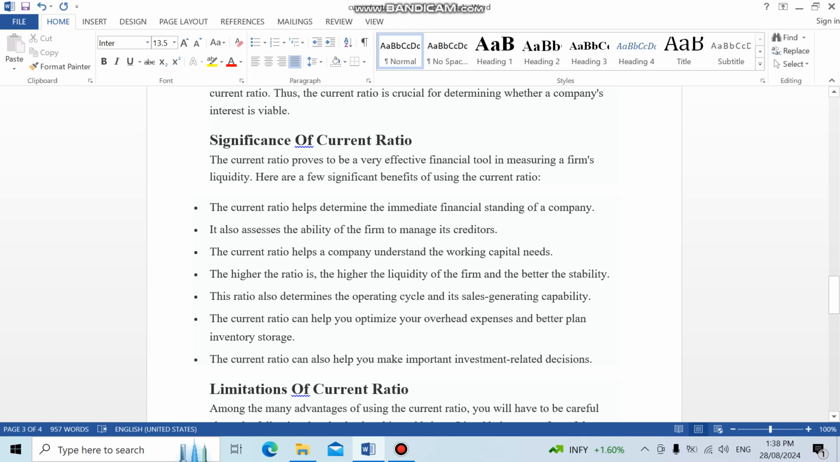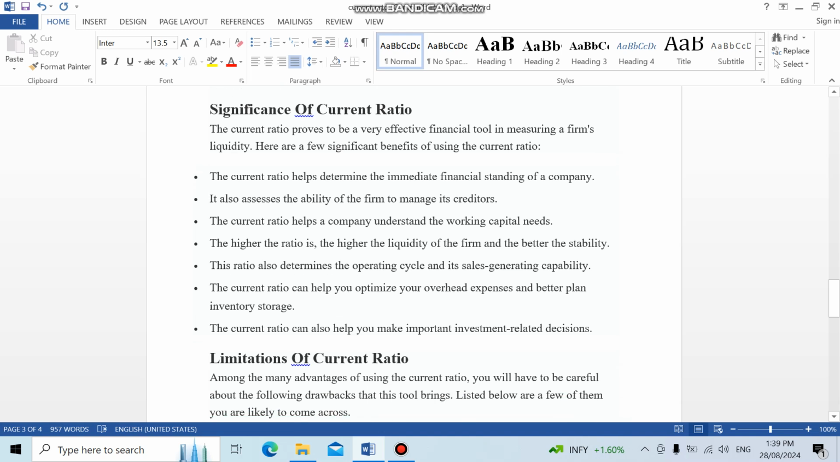Now, what is the significance of current ratio? The current ratio proves to be a very effective financial tool in measuring a firm's liquidity. Here are a few significant benefits of using current ratio. The current ratio helps determine the immediate financial standing of the company. It also assesses the ability of the firm to manage its creditors. The current ratio helps a company to understand the working capital needs.